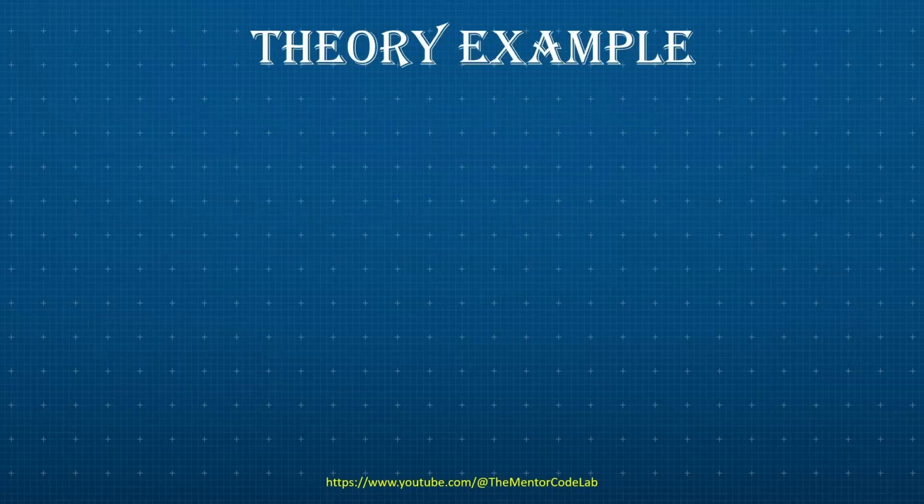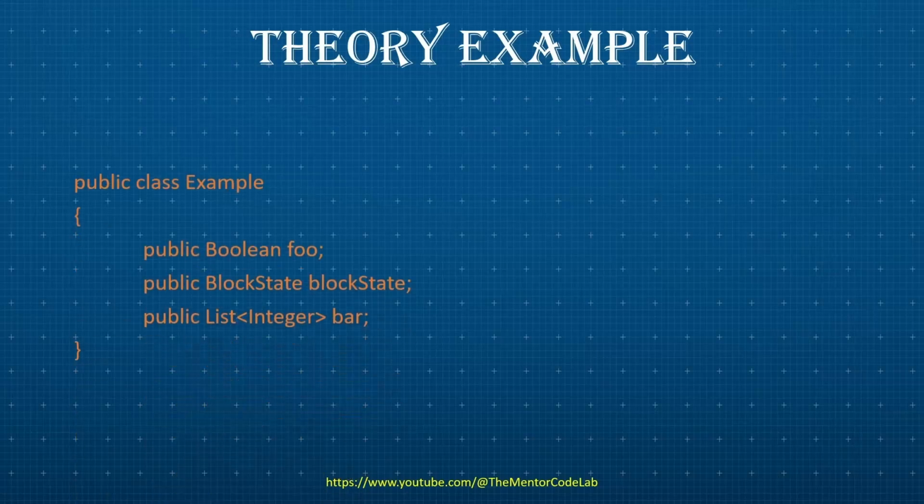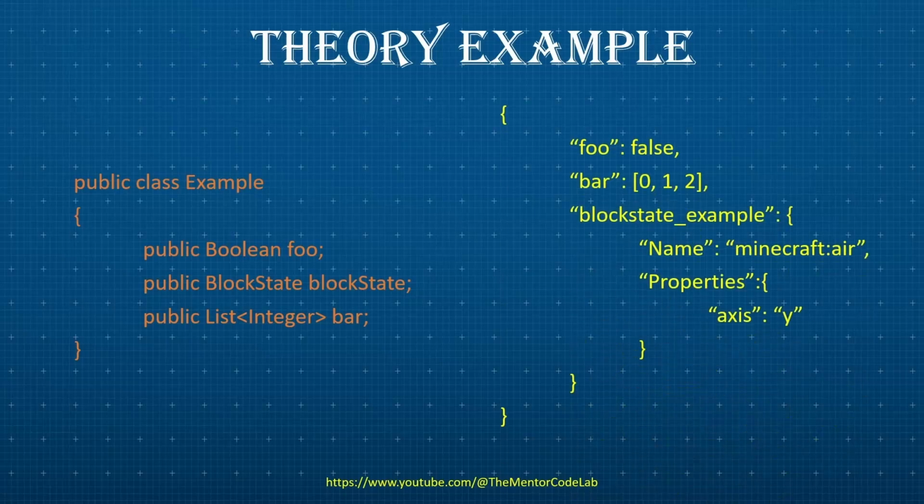Let me give you a theoretical example of how the final result will look. Let's say that we have this class, okay? It's just a bunch of attributes, say a boolean, a block state, and a list of integers. We want to serialize it on the hard drive using JSON. Using JSON, we will get something like this. If we compare these to each other, you see that this boolean foo will become the key foo and its value. So JSON is all about key-value pairs. Block state, well, let's talk about it later, but the list of integers becomes a key with the same name here, and then the values that we have inside the list.